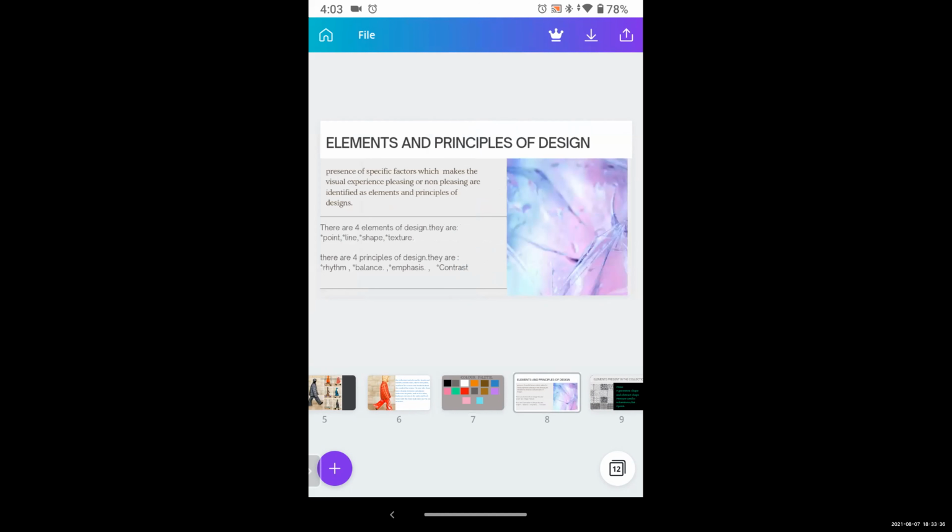Elements and principles of design: the presence of specific factors which makes the visual experience pleasing or non-pleasing are identified as elements and principles of design. There are 4 elements, which are point, line, shape and texture, and 4 principles of design: rhythm, balance, emphasis and contrast.